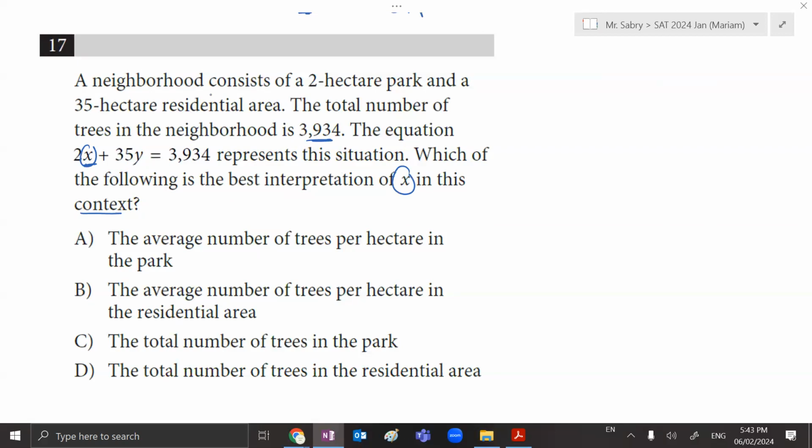Well, I know it's not the residential area, so B and D are incorrect. It's not average. Is it the total number of trees? Perfect. Because they said here the 2-hectare goes for the park and the 35-hectare goes for the residential area. When they talked about this, they said that this is the total number of trees. So therefore, the X has to be the total of the park, and the Y has to be the total of the residential area. Right. Perfect. I'm very happy. Very good.